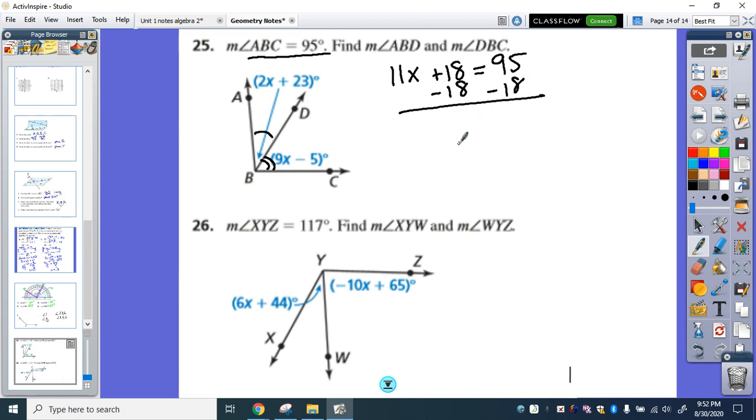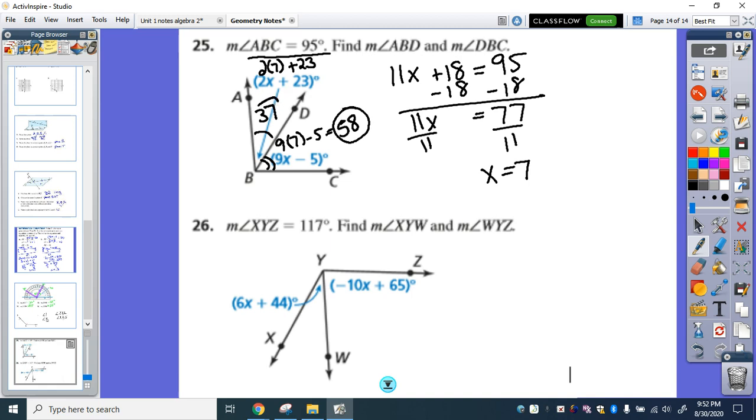So if we subtract 18 from both sides, then we have 11x equals 77. Divide both sides by 11, and we get that x is equal to 7. If we plug 7 back into both of these, so 2 times 7 plus 23, that's going to turn this angle into 37. And if we do 9 times 7 minus 5, that's going to give me 63 minus 5 is going to give me 58. I'll know that I have the right answer if these 2 add back up to 95.